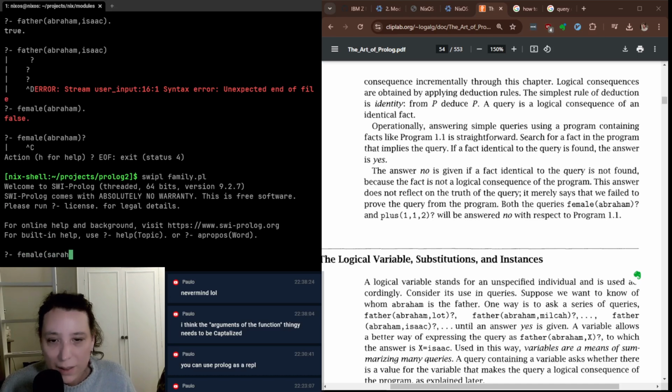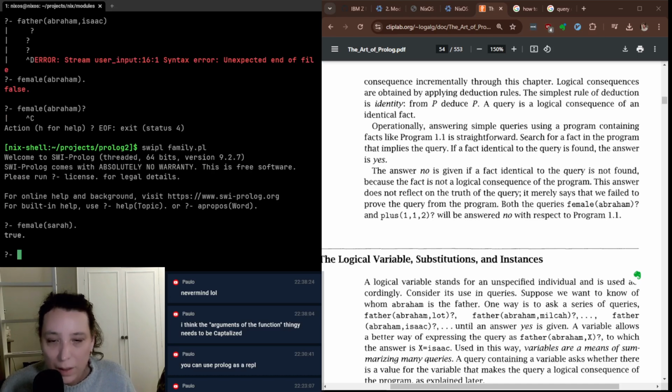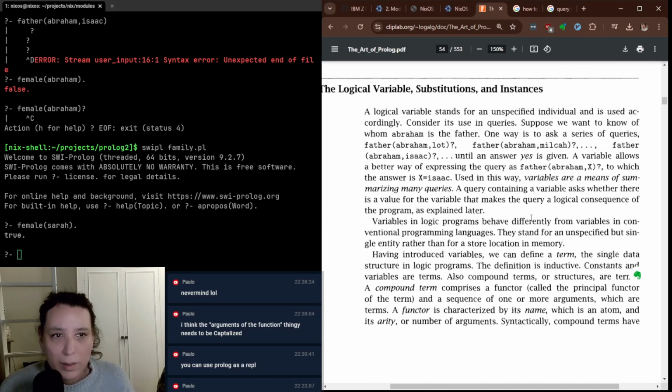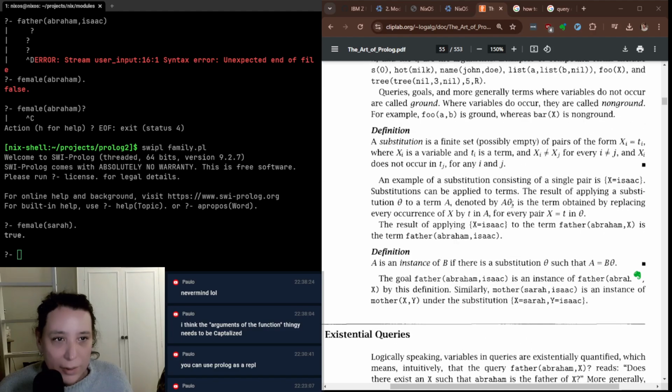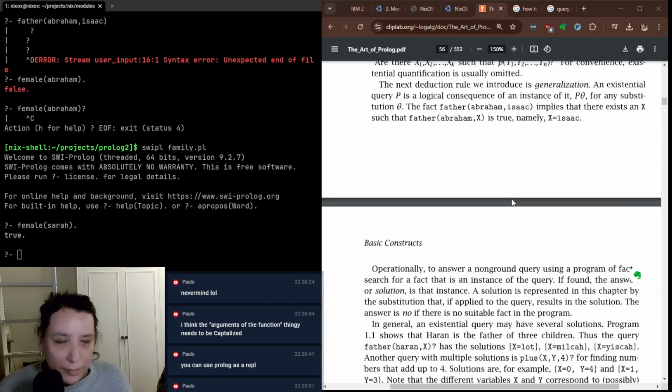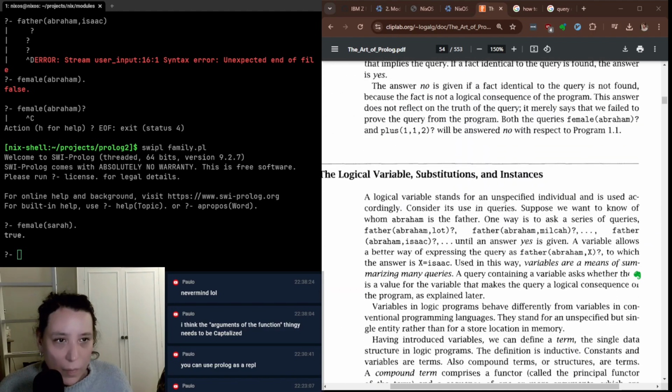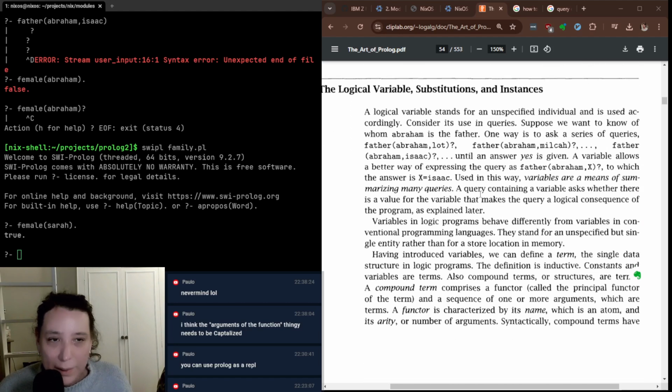Was it Sarah? Okay. Whew, this Prolog thing has been a little bit slow, a little bit difficult. A logical variable, if we can get through this, then we're good, I think. Because right now, all we've done is super simple stuff.